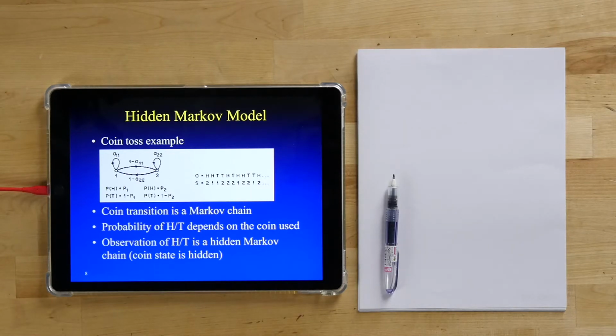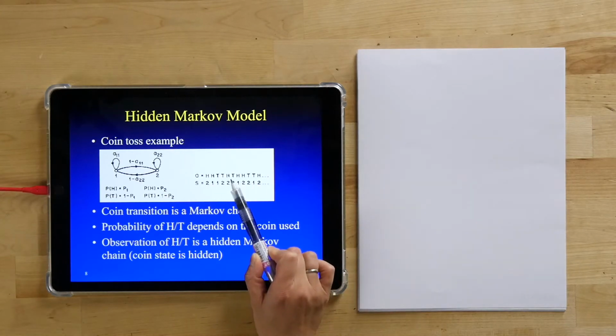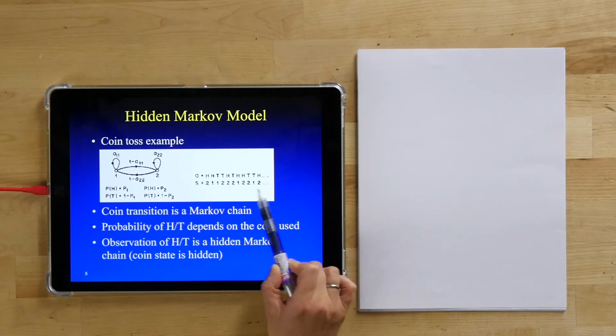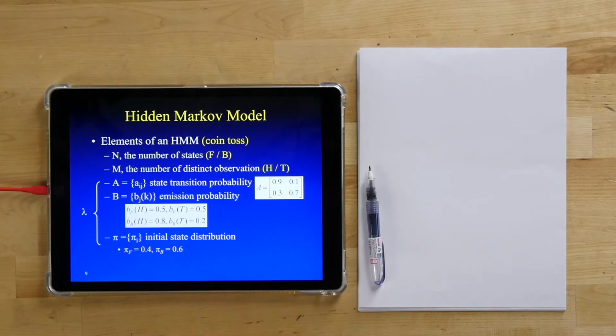Instead, what you can see is I'll just use the coin, I flip, and I'll tell you I got a head. Next time I use a different coin, I'll tell you I got another head. And then I shift between the coins. I only tell you the observation of head, head, tail, tail, head, and so on. I don't tell you what coin I'm using. And so the coin state is hidden from the person who is doing the observation. So that's called a hidden Markov model.